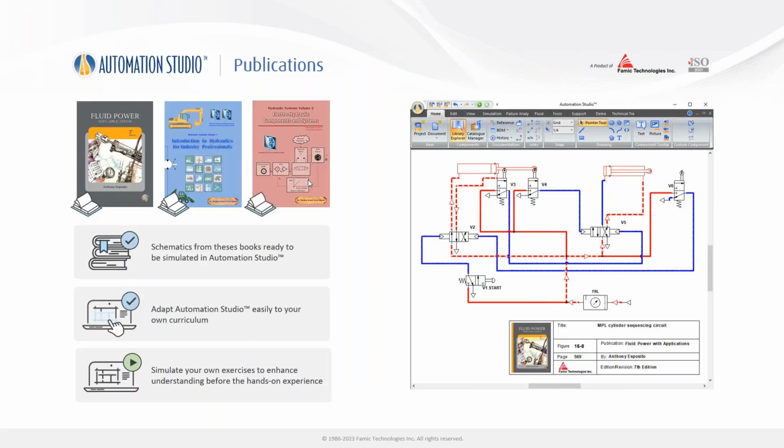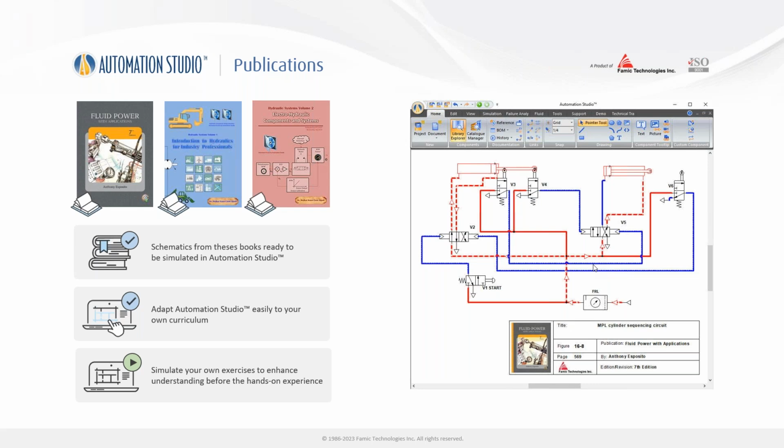These are a few of the publications which we have in Automation Studio. This is one of the examples we have. On the right hand side, you can see one example, the fluid power book by Anthony Esposito. All the circuits which are there in this publication we have in Automation Studio. Students and teachers can go through it and see what kind of circuits are built from these publications in Automation Studio. See, all the circuits are ready to simulate.